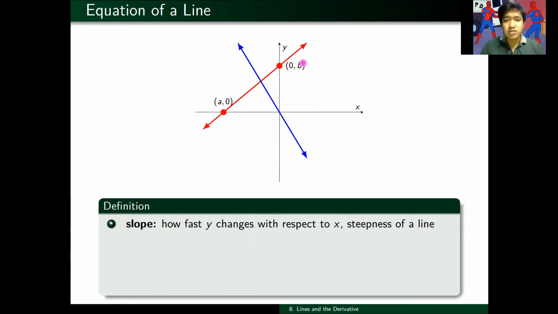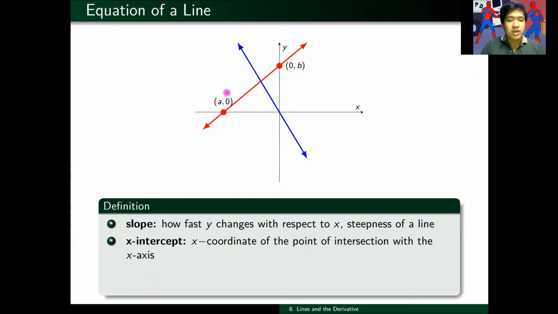And then alam natin no, na kapag positive ang slope ng isang line, it rises from left to right, like the red one. So the red line has a positive slope. Meanwhile, itong blue one, it's rising from right to left. So this has a negative slope. Okay?